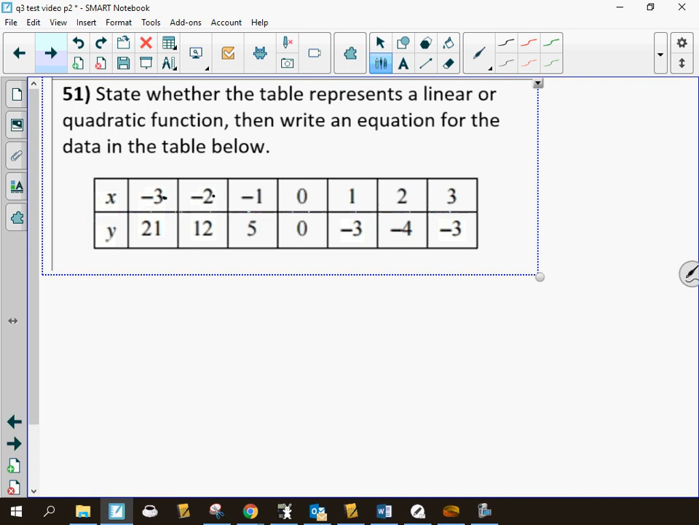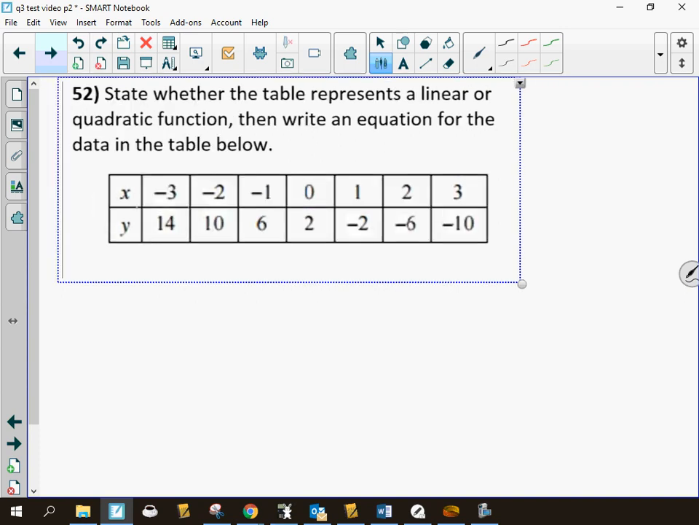So as x goes up 1 here, y goes down 9. And then as x goes up 1, the change here was 9, the change here was 7, the change here was 5, the change here was 3, the change here was 1, and the change here was actually -1. So that's going to be a quadratic function.